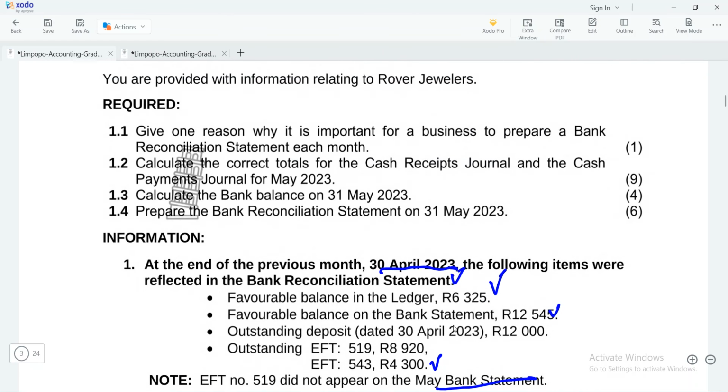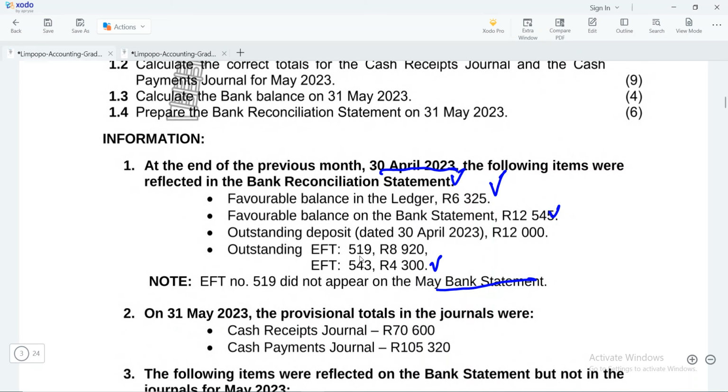Now if you look at this, I'll just highlight this so that we can remember to come back to it. Okay, now here they are saying something which is very important and we need to take into consideration. Remember, they said that this outstanding deposit, they did not mention anything about it because they said they were reflected in the bank reconciliation. They did not say anything about it appearing on the statement, so we need to check if it was reflected or not.